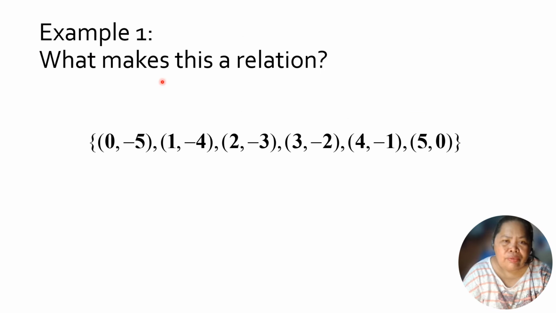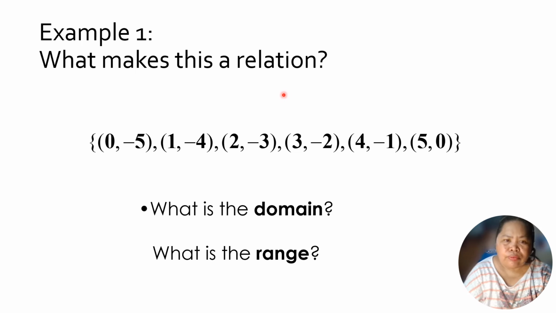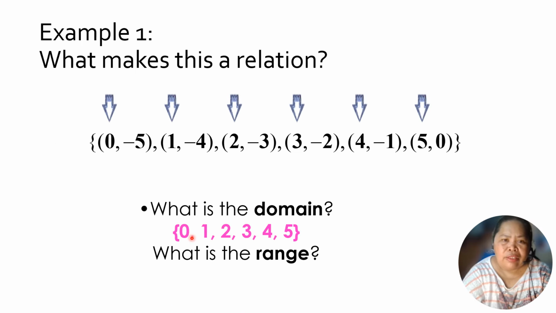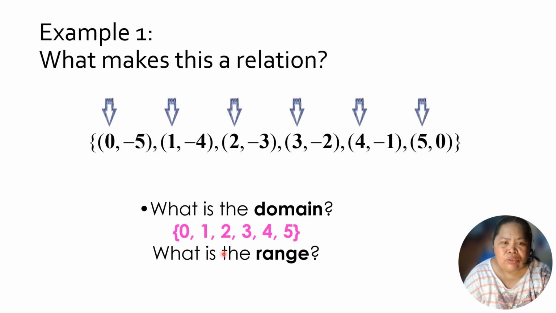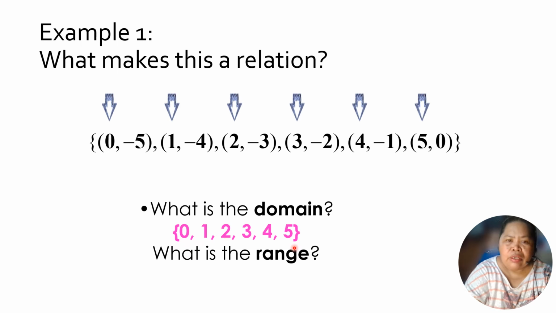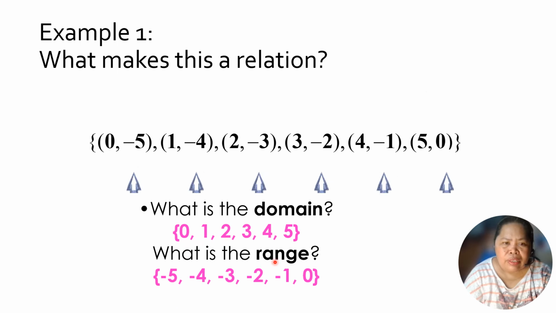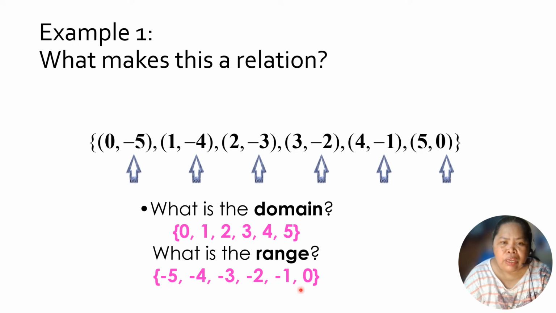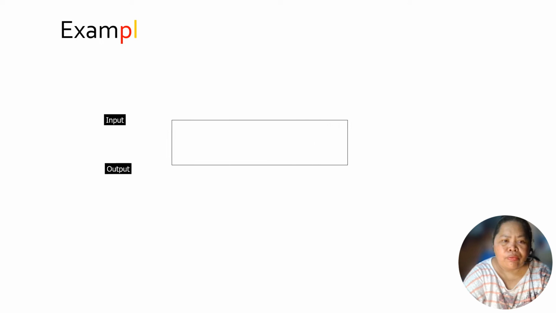So, let's have example number one. What makes this a relation? All right. And then, let's answer what is the domain and what is the range. So, what is the domain in this relation? We have here 0, 1, 2, 3, 4, 5 as our domain. And, of course, our range is negative 5, negative 4, negative 3, negative 2, negative 1, and 0.